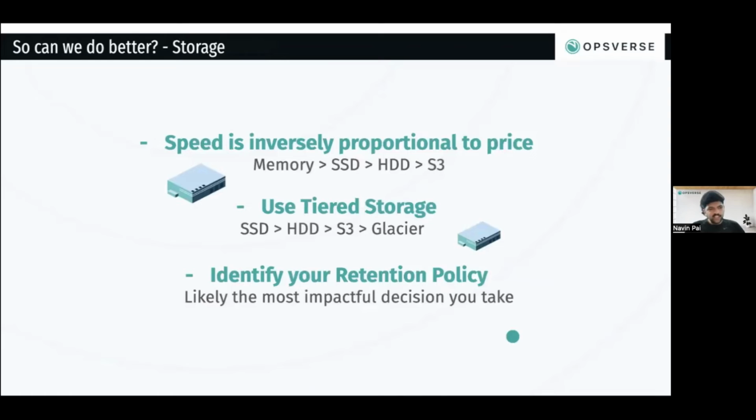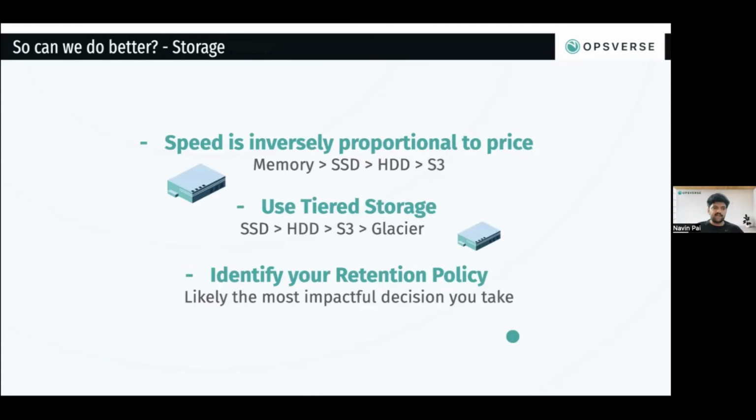So next we'll get to storage. It's very commonly known that speed is inversely proportional to price. That means memory is more expensive than SSD, which is more expensive than HDD, which is more expensive than S3. And that also means that performance goes in the opposite direction. So memory will be faster than SSD, than HDD, than S3. That's why it's quite important that if your tools support it, and we'll talk about it a little more in the next slide, try to use tiered storage as much as possible.